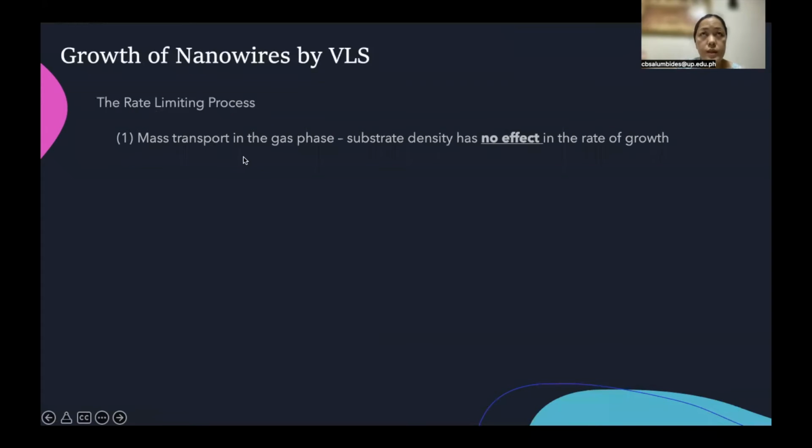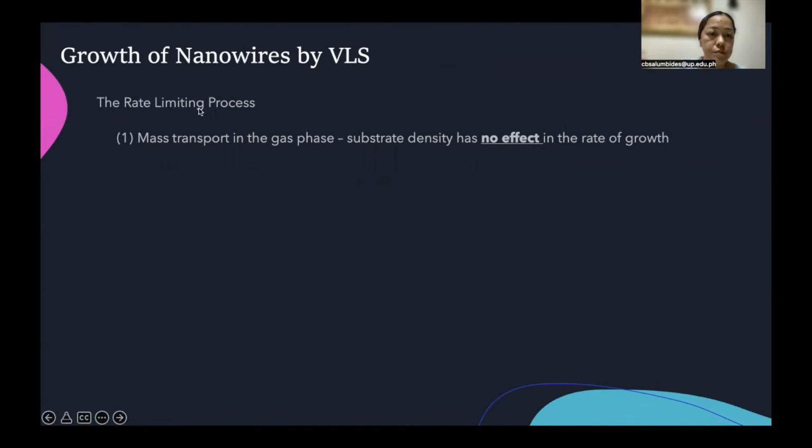There is an experiment done by Givargizov and Chernov to check this, where they divided the substrate into 2 regions. So one side of the substrate is made to be denser than the other side. And they assumed that the less dense substrate would have a greater supply of silicon precursor. However, they observed that the length of the whiskers or nanowires in the less dense part is just equal to that in the denser part.